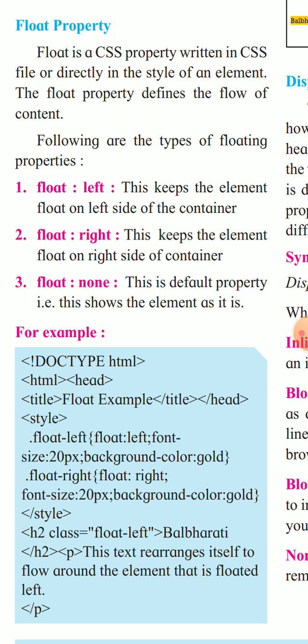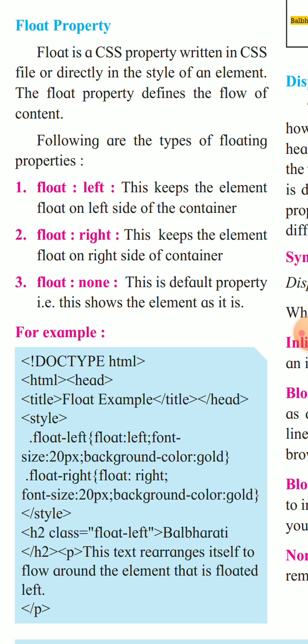We see here the types of floating property. First property is float left. Okay, this keeps the element floating on the left side of the container. If we want to set the element on the left side of the container, then the property is float left. Okay, then next property is float right. This keeps the element floating on the right side of the container.